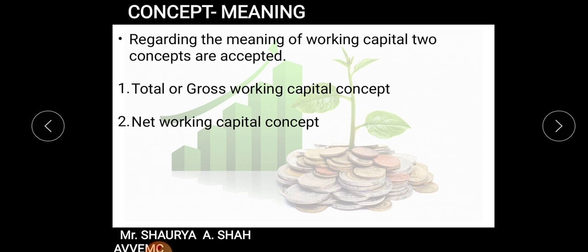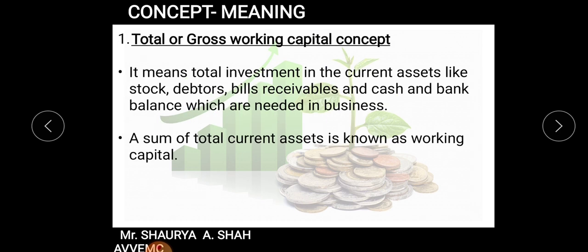Fine. So moving on with the next part, what are the types of working capital, right? Generally, we know the second concept, that is net working capital, that is current assets minus current liabilities. Absolutely correct in terms of accounts also, right? But there are mainly two concepts which are generally accepted. Amongst that, the first is total or gross working capital and the second is net working capital, right? So what do you mean by total or gross working capital, students? It means the total investment in current assets like stock, debtors, bills receivable, cash and bank balance which are needed in the business, right?